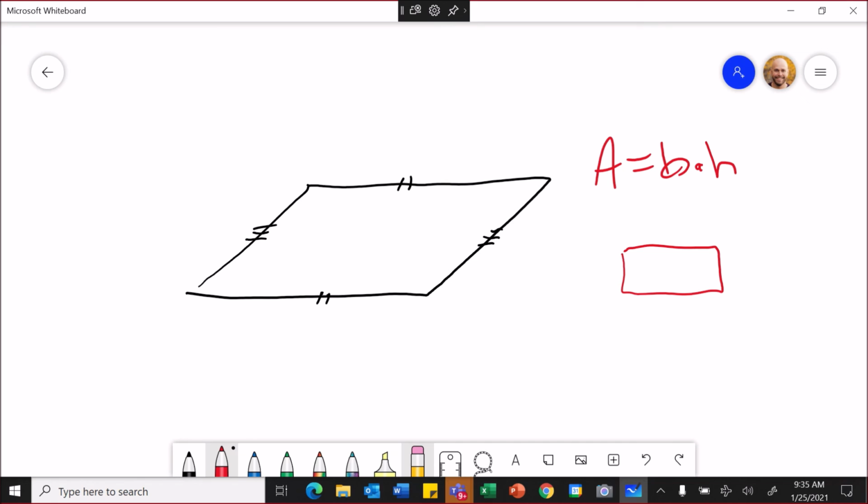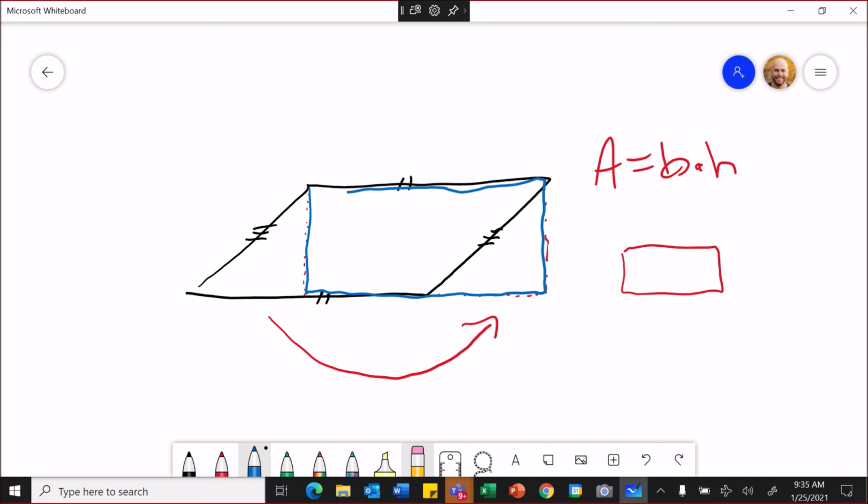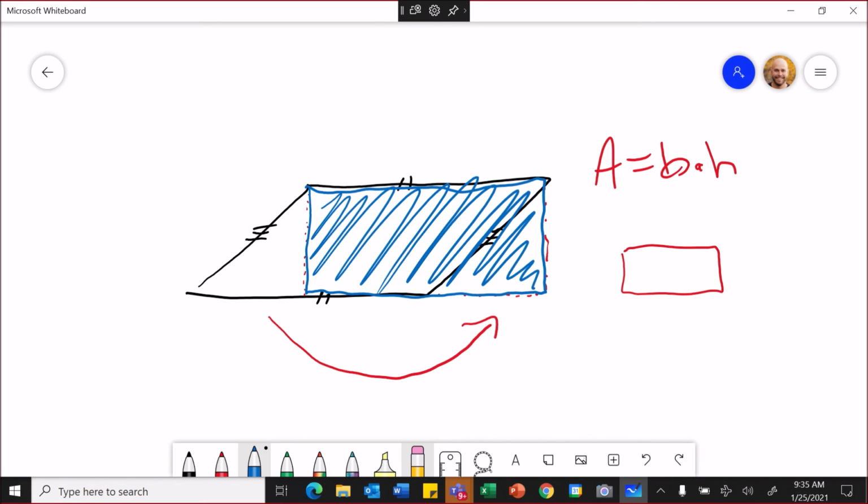A rectangle. Well, look, check it out. If I were to cut this off right here, and I were to move it over here, look what you would have. Do you see now why the area of a rectangle and the area of a parallelogram are the same formula? It takes up the same amount of space.